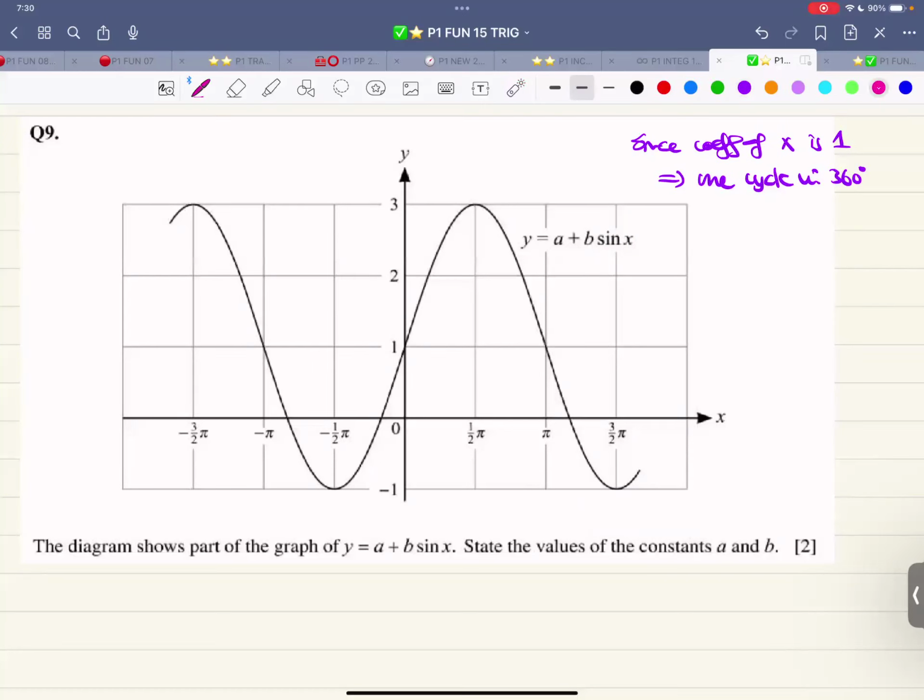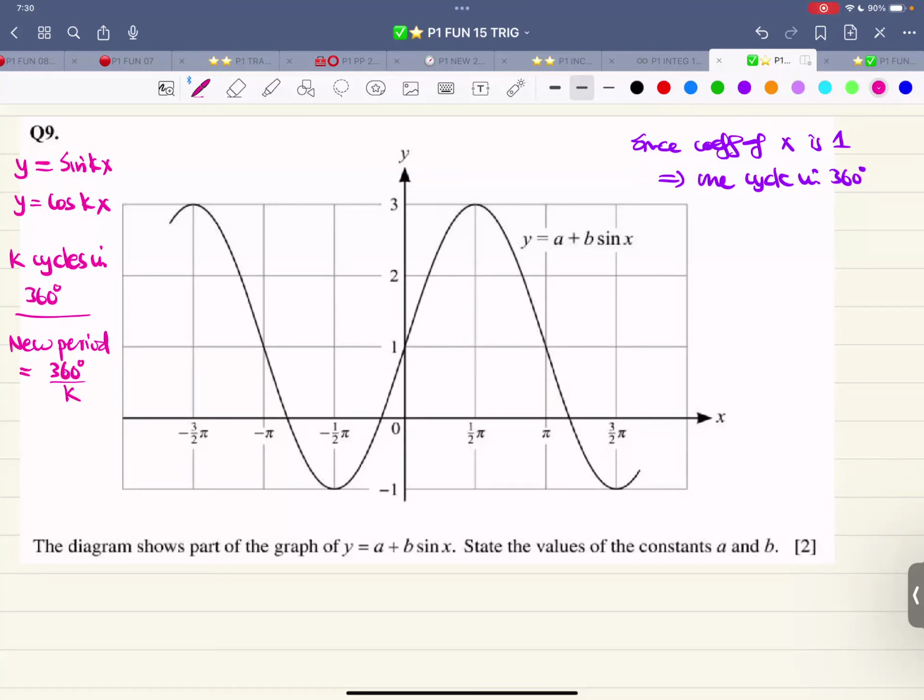What is the rule, by the way? When we talk about sine kx, or cosine kx, right now I'm focusing on sine and cosine. The matter of tangent will come later on. The rule is k cycles in 360 degrees. We can also say that the new period is 360 degrees divided by k.